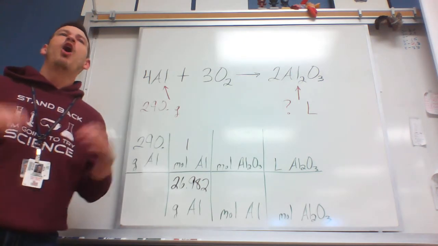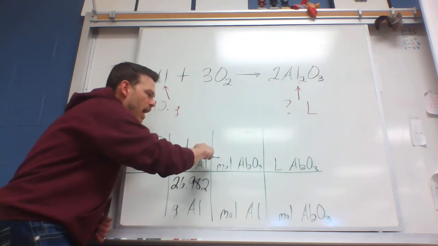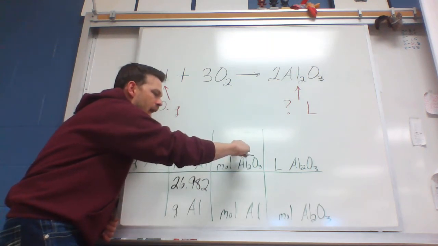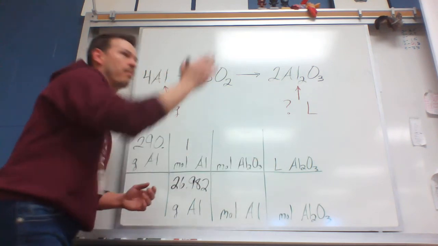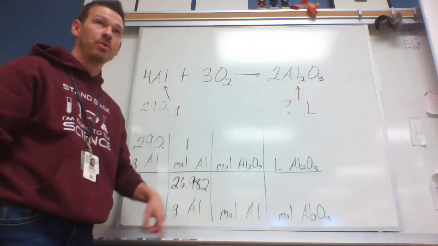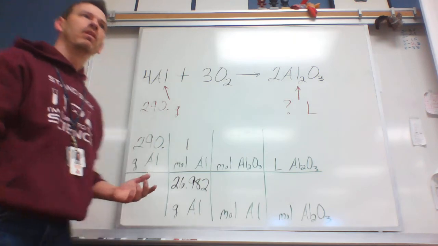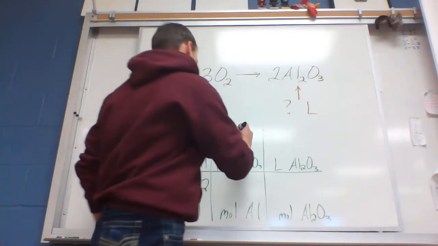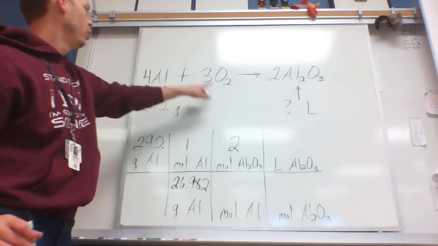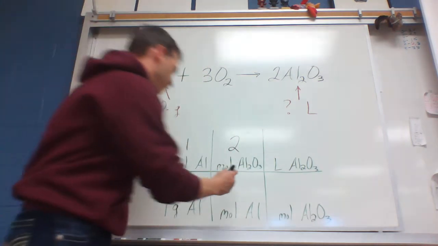Step 2 on your paper says multiply times the unknown coefficient and divide it by the known coefficient. Or the whiteboard says if moles is over moles, use the coefficients. The coefficient of Al2O3 is a 2. The coefficient of aluminum is a 4.